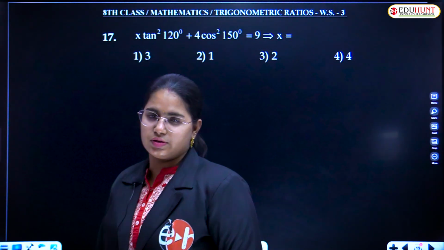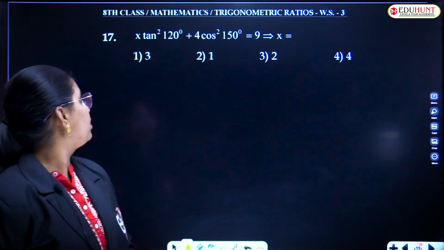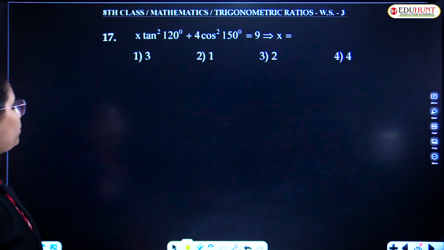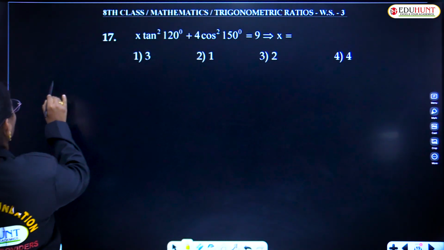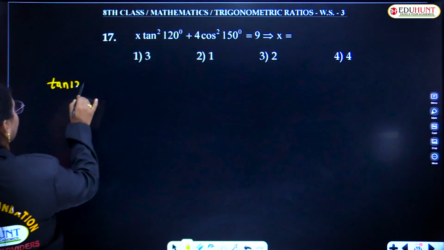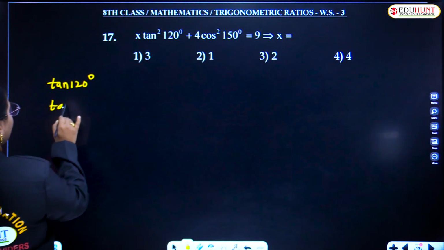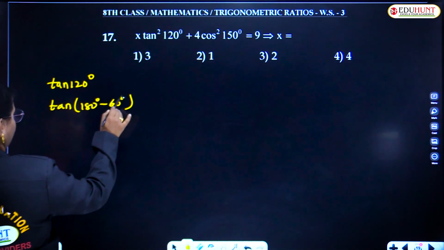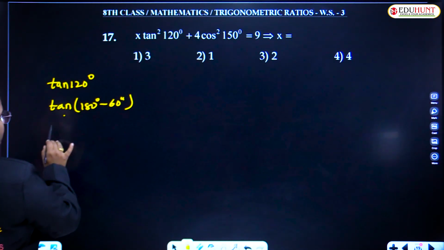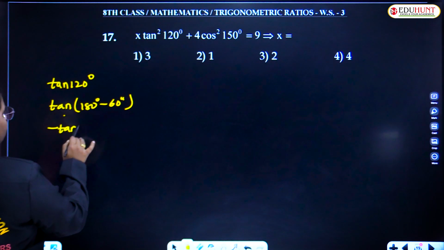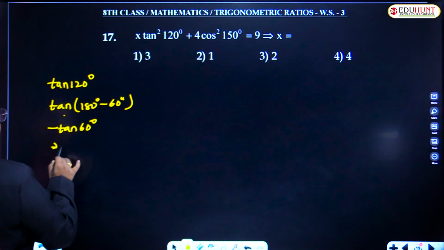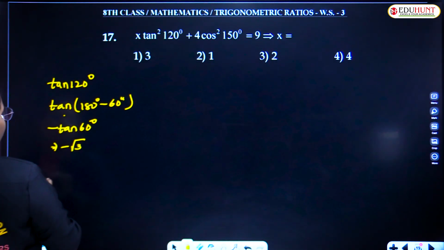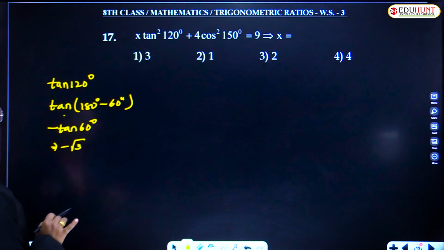What is my next question? The 17th one. x tan square 120 degree. So first we'll find out tan 120 degree. What is the value of tan 120? The nearest allied angle is 180 degree minus 60. Tan(180 minus theta) is minus tan 60 degree. Tan 60 value is root 3, right? So we'll leave it up to this.